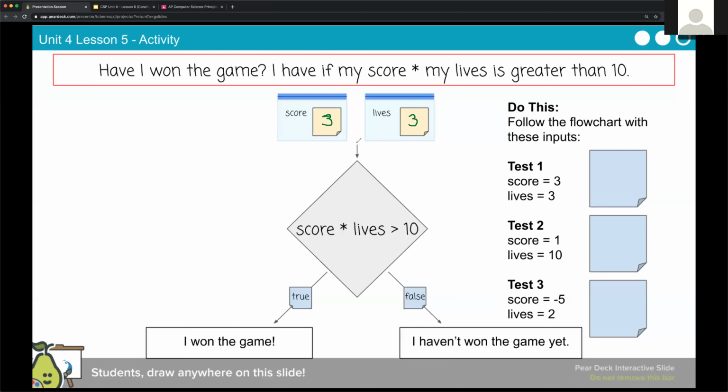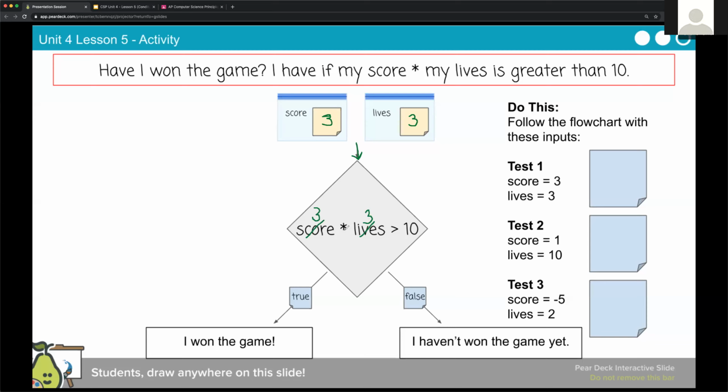And then the next thing I want to do is move down into my flowchart. And this is where I pause and say, okay, this is the conditional, so I need to evaluate this. It says score times lives is greater than 10. So I want to bring down the value from score and put it right there. And then I'm also going to bring down the value from lives and put it right there.